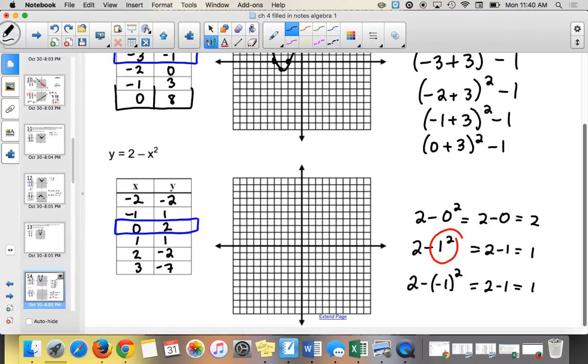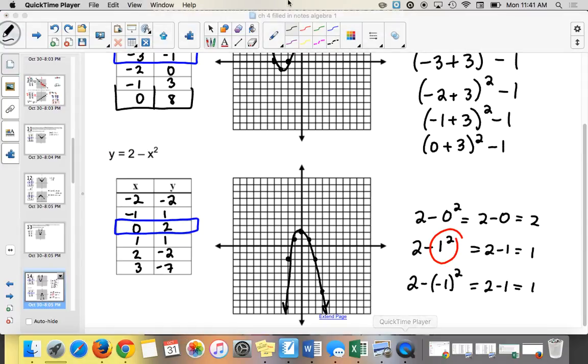So I'm going to plot those points. So I have negative 2, negative 2; negative 1, 1; 0, 2; 1, 1. Do we see where it's going? 2, negative 2. So this is a downwards one. What made it downwards? Yeah, the fact that it was a negative of the x squared, right? So if you see a negative x squared or a negative absolute value, that flips it around. All right, we'll stop there.